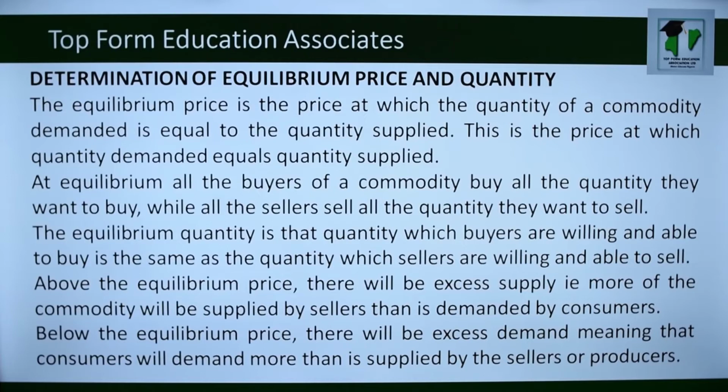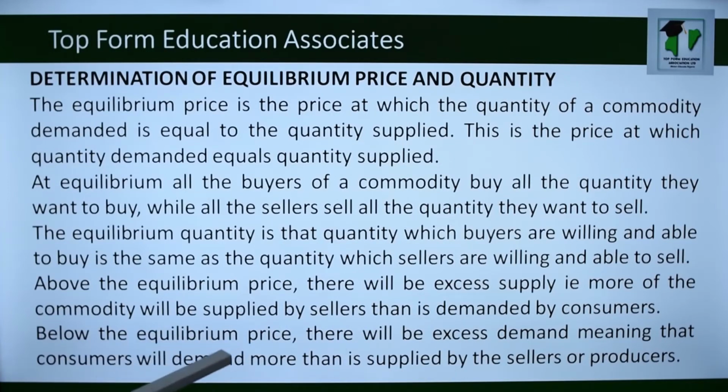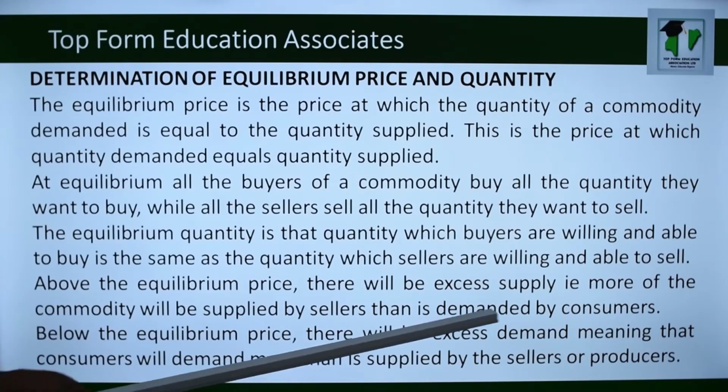So who gains when the price is above the equilibrium? Of course, the seller, because the price is higher for him. But the consumers will demand less above the equilibrium. So above the equilibrium, what happens? There will be excess supply. Why? That is, more of the commodity will be supplied by sellers than is demanded by consumers.